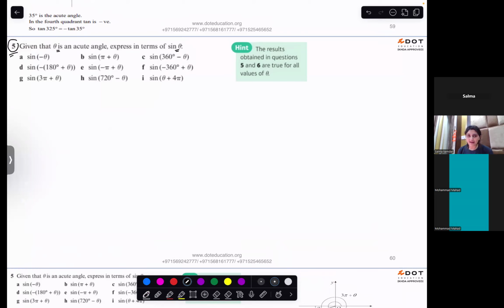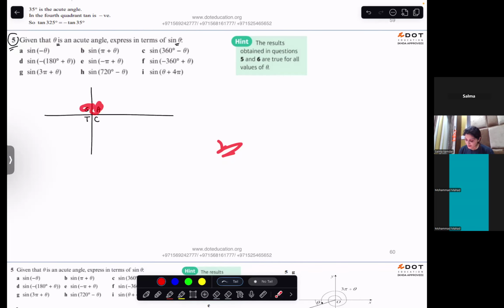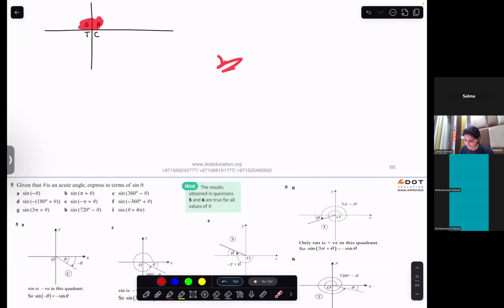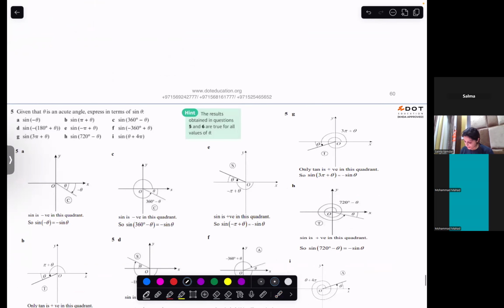I have minus sine theta and I want to express it in terms of sine theta. I hope you're with me. I have a CAST diagram. I know my sine is going to be positive in the second quadrant, these two quadrants. My sine is going to be positive in the above two quadrants.